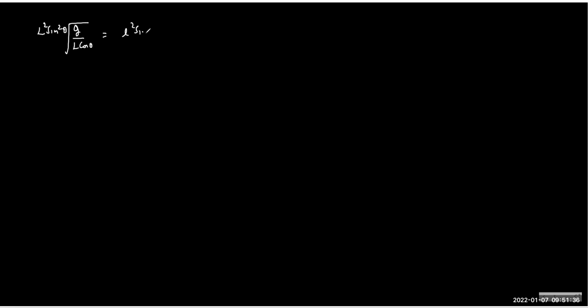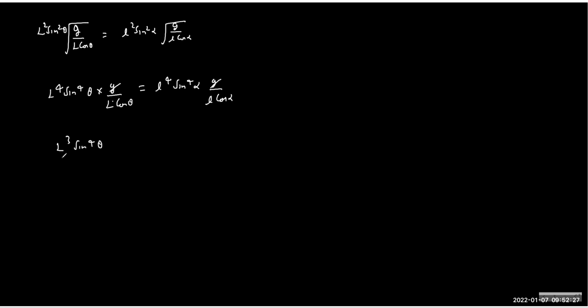equals to l square sin square alpha, and the omega will be root of g by l cos alpha. So not a nice expression, but anyway. Let's say they may give you alpha, and they may ask you the l value. That is possible. So you can square further. So you can say l power 4 sin power 4 theta into g by l cos theta, g will cancel out, and l cube sin power 4 theta upon cos theta is l cube sin power 4 alpha upon cos alpha. Okay, so we can leave that. Maybe they will ask us something next.